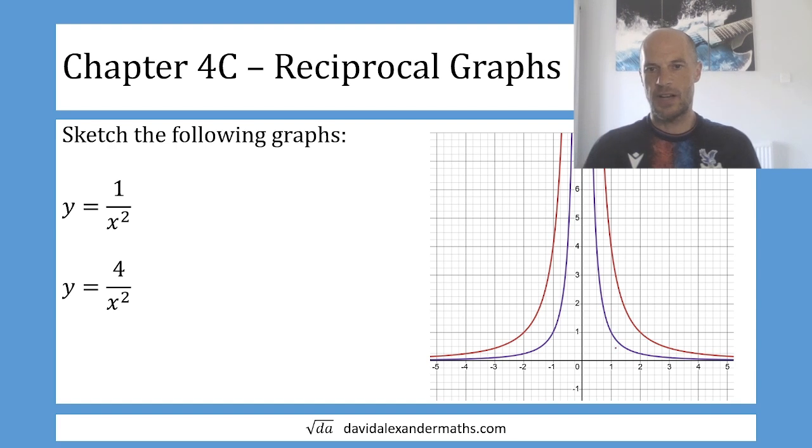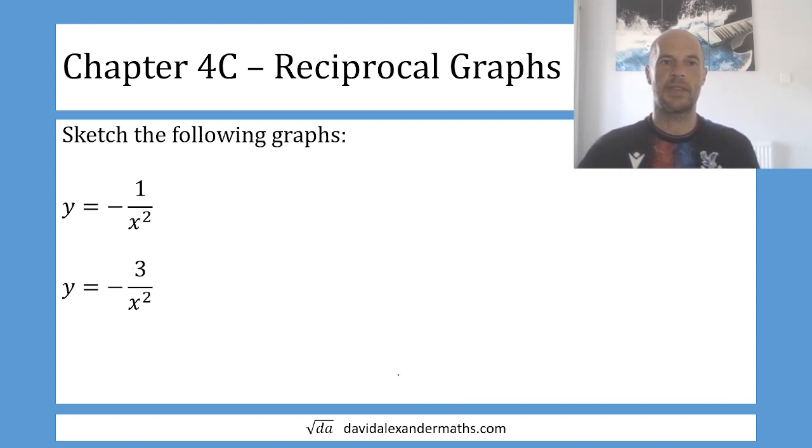Okay, so this blue line is 1 over x squared, and the red one is 4 over x squared. Again, there are no x-intercepts or y-intercepts, but here we can see that the x-axis is an asymptote, so it will get closer and closer to the x-axis, but will never touch it.